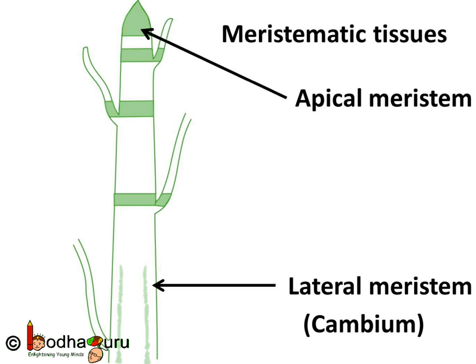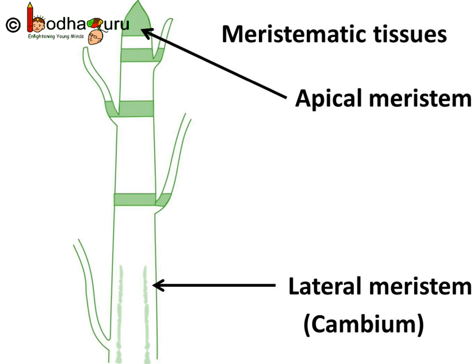The second type of the meristem, that is lateral meristem, is responsible for the increase in the girth or the width of the stem or root. Remember, lateral meristem is also known as cambium.